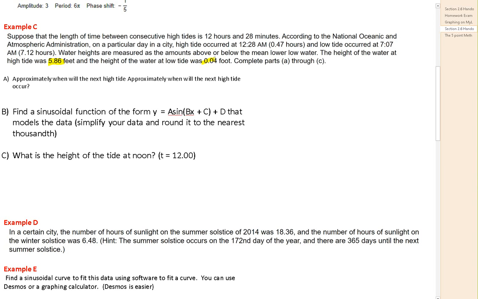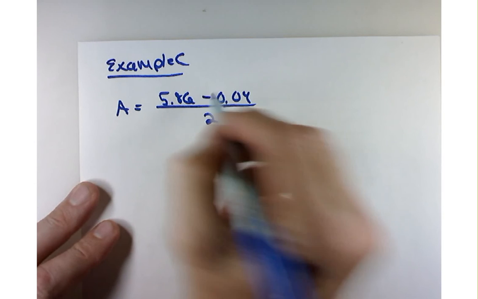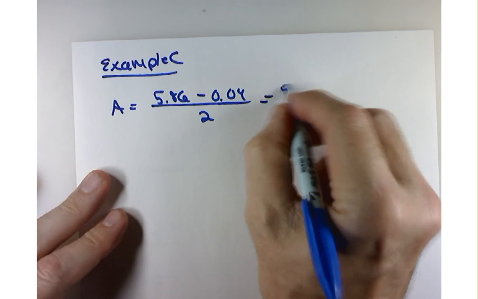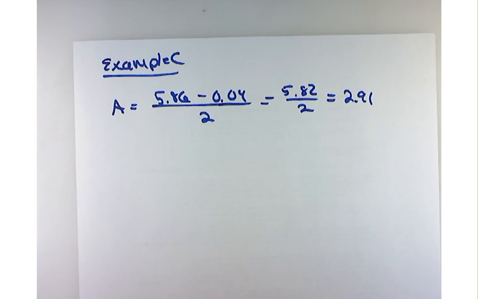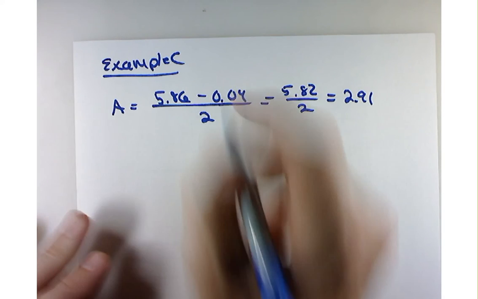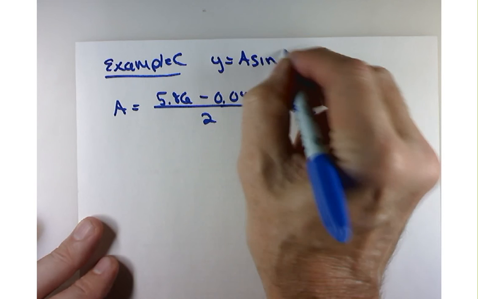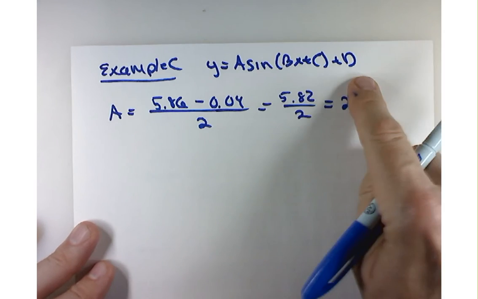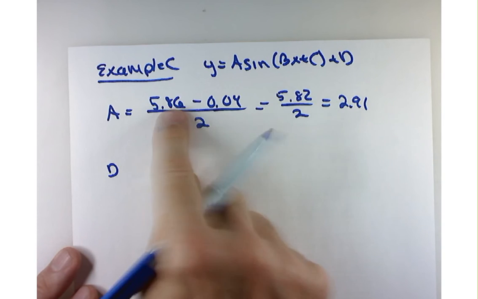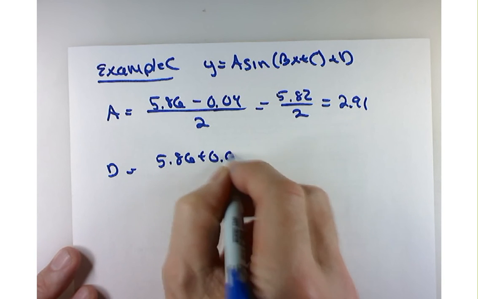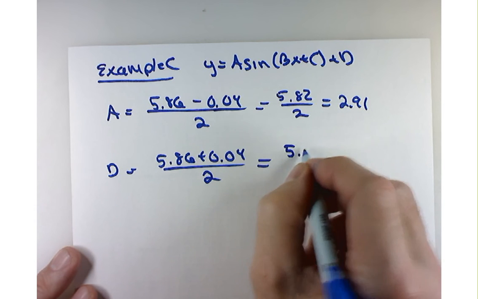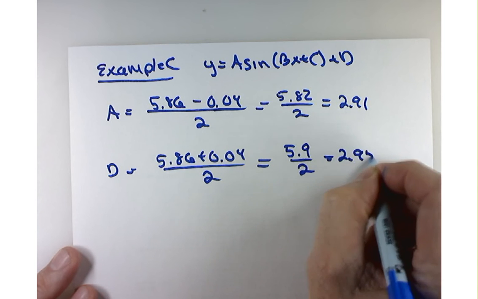Excellent. Subtract and then divide by 2. I didn't see who gave it to me, but I really appreciate it. Thank you. So subtract them, divide by 2. So it's going to be 5.82 divided by 2 gives me 2.91. Beautiful. So that's my amplitude. Now I need to shift it up to that middle line. So let me just write down y equals a sine bx plus c plus d. To shift it up to the right height, I need to find the average of those two. So that's going to be 5.86 plus 0.04 divided by 2. So 5.9 divided by 2 is 2.95.